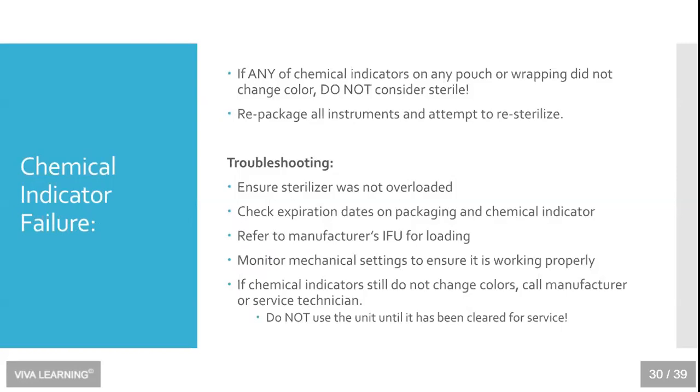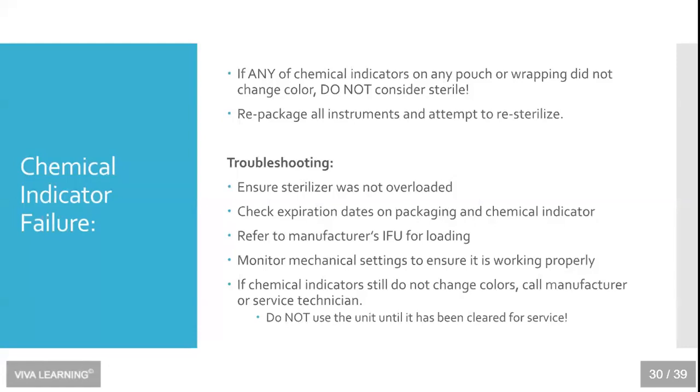Now, if any of the chemical indicators fail, or the wrapping did not change color, don't use those instruments, don't use that sterilizer. You must troubleshoot and figure out what happened. In those scenarios, the instruments must be repackaged and you must reattempt to sterilize, of course, after you do your troubleshooting. Make sure that the sterilizer was not overloaded.